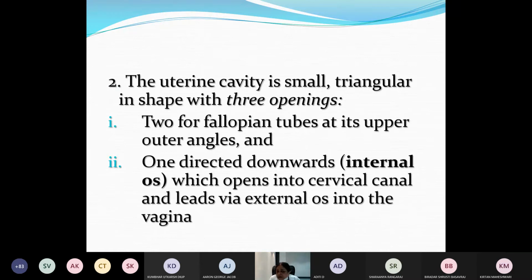The uterine cavity is small, triangular in shape with 3 openings. 2 for fallopian tubes at its upper outer angles, and one directed downwards, that is the internal os, which opens into cervical canal and leads via external os into the vagina.